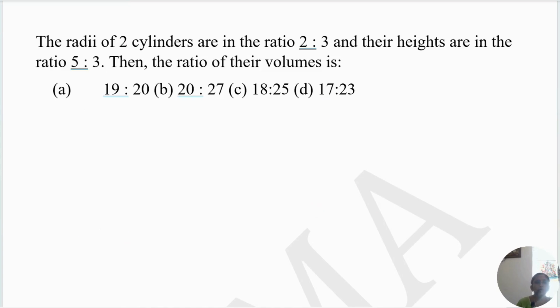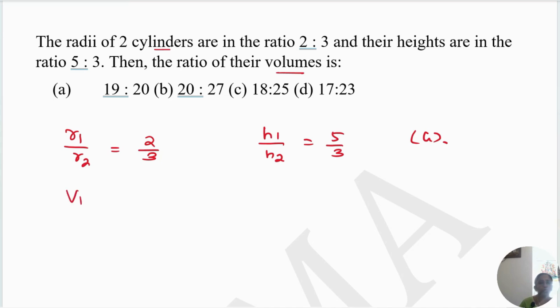Read this problem. The radii of two cylinders are given in the ratio 2 is to 3 and their heights are in the ratio 5 is to 3. Then we have to find the ratio of their volume. So R1 by R2 is given as 2 by 3 and H1 by H2 is given as 5 by 3. So this is our given data. We have to find out the volume ratio.